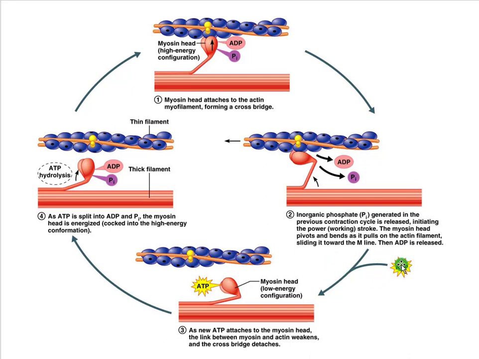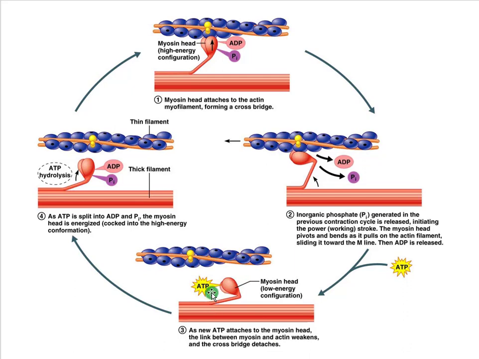And what that image would show you is that this ATP molecule floats along and attaches to the myosin head. So after ADP and P are released, my myosin went from a high to a low energy configuration. This is low energy. Then a new ATP molecule comes along and binds to the myosin head. When the ATP binds, the myosin head will then detach from the actin filament. So read this right over here. As new ATP attaches to the myosin head, the link between myosin and actin weakens and the cross bridge detaches. That means the myosin head detaches.